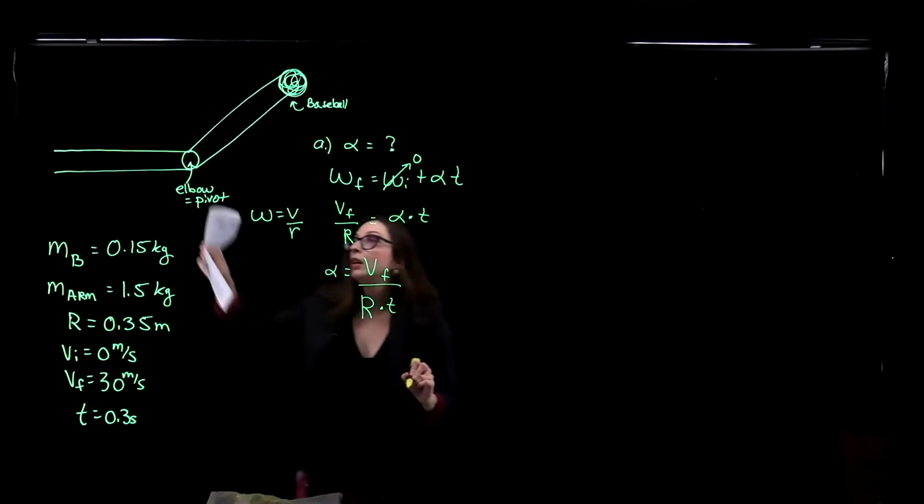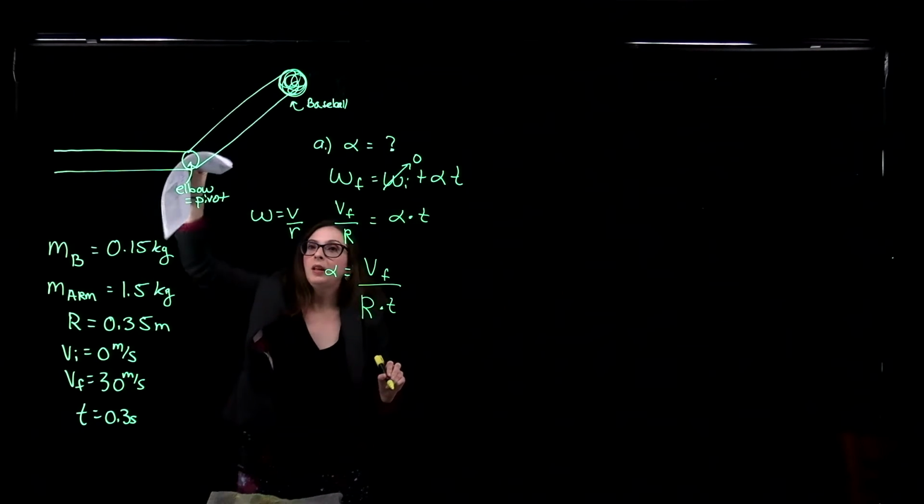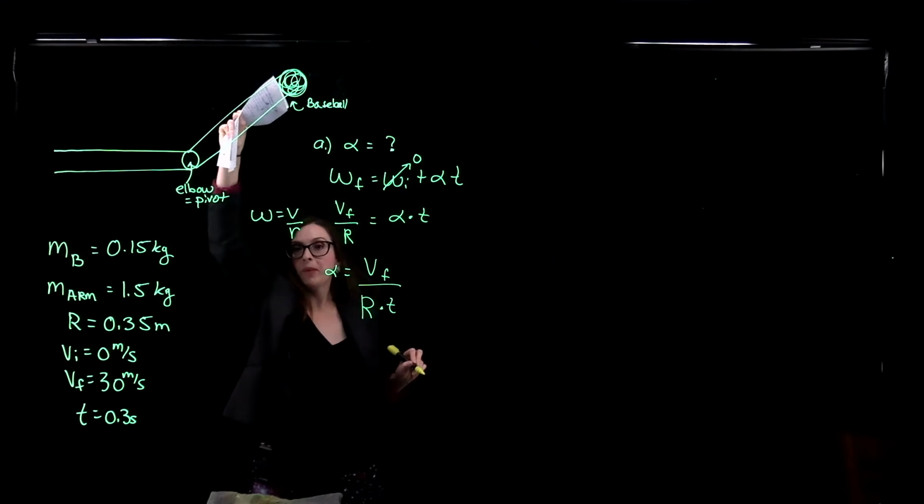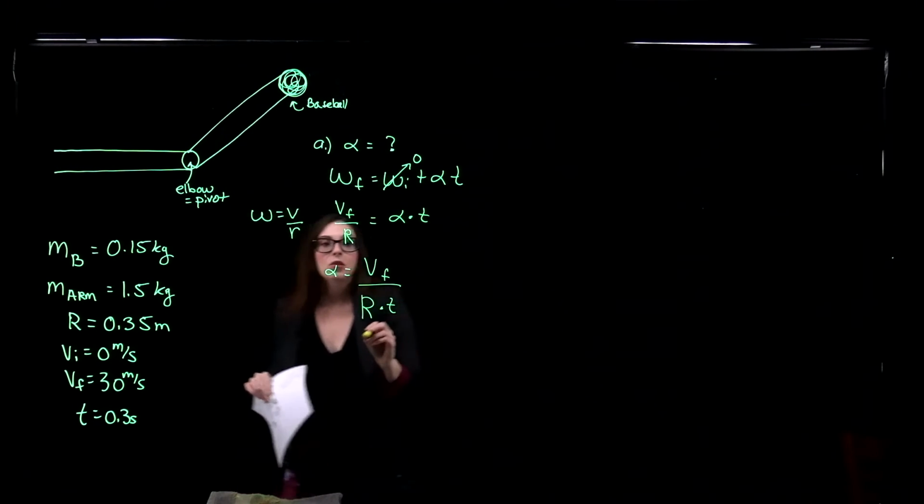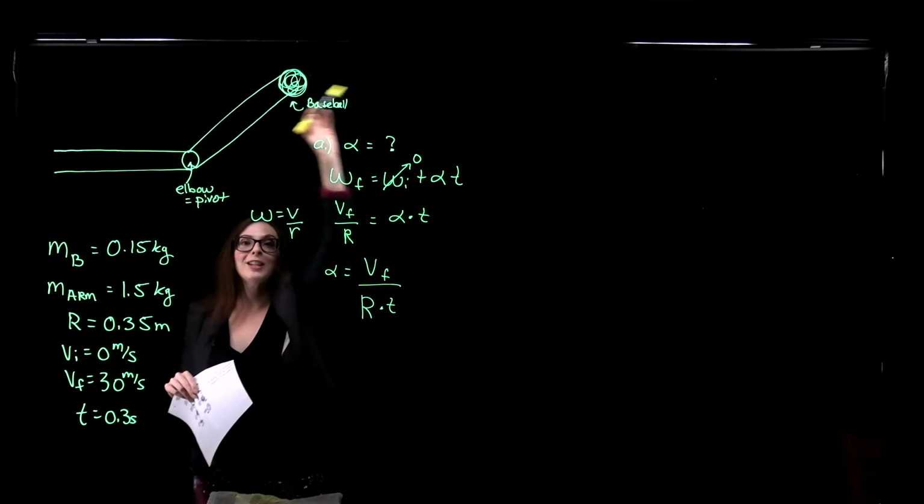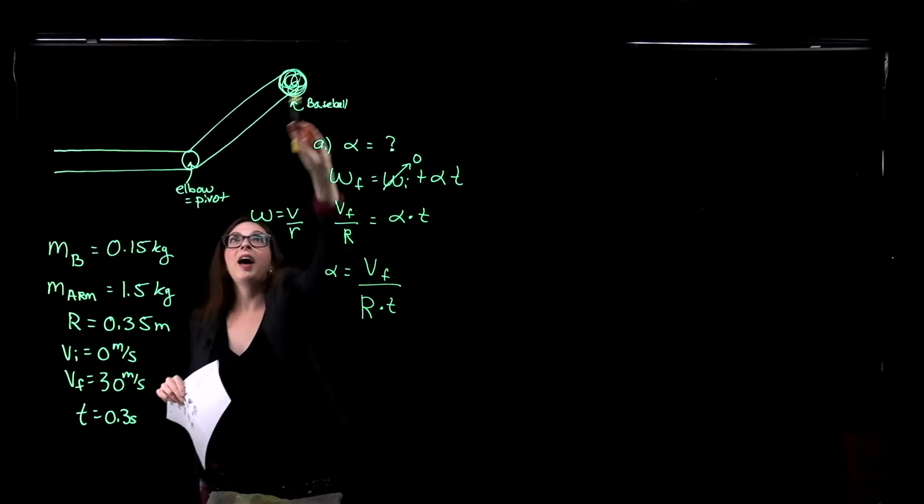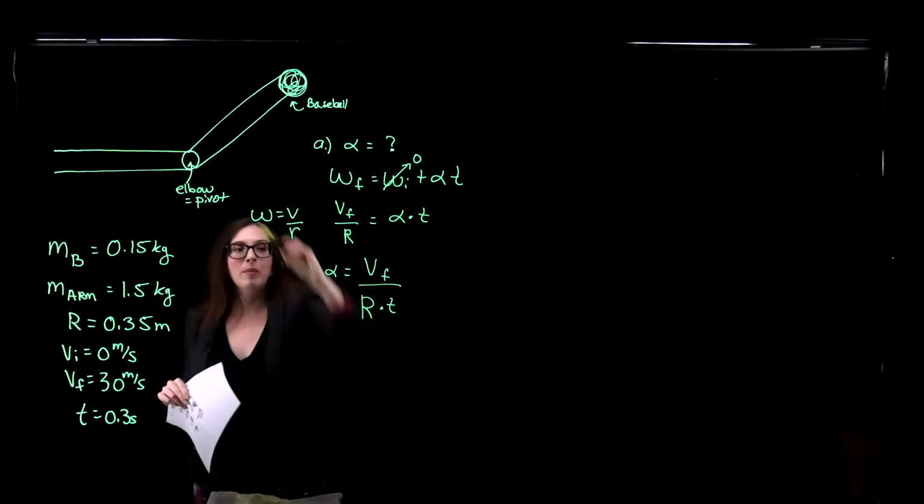Okay, so r, remember, is our distance between our elbow and where that baseball is. It's also the length of our arm, okay? So the baseball is going to be executing circular motion at the distance r away from the pivot.